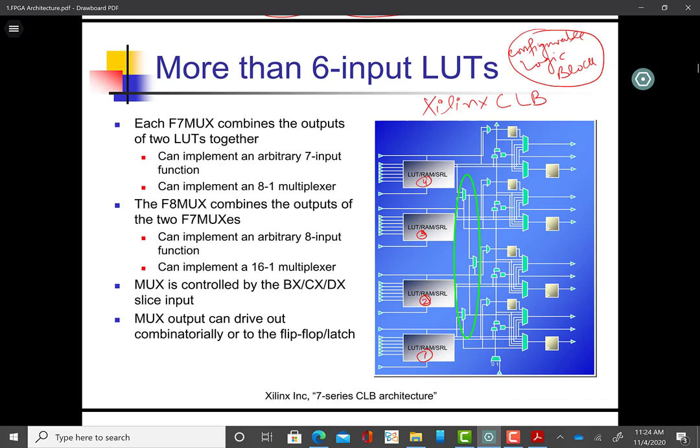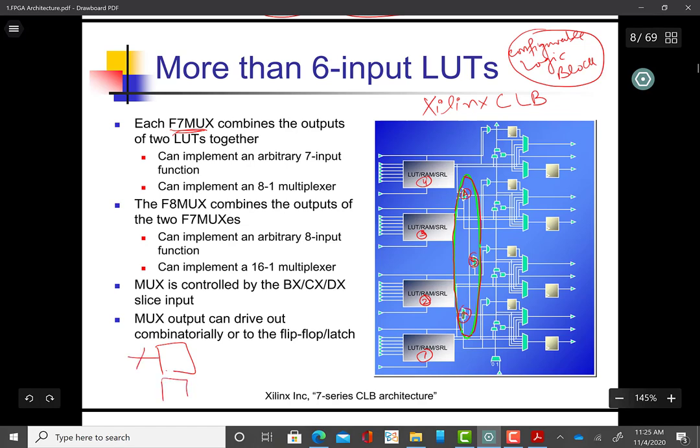But I want to focus on this green ellipse type of figure, which has these muxes. As we have seen in the previous slide, if we want to implement higher input lookup tables, we can use a mux. So this mux, this one, let me call this a mux. This is also a mux. So these muxes are called F7 mux. Okay, and what they do, they simply do this.